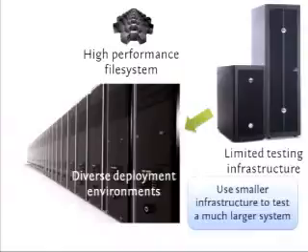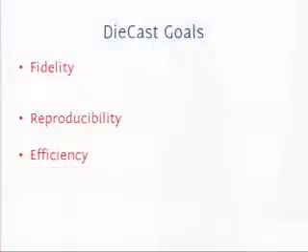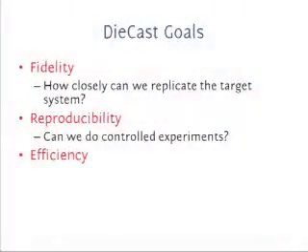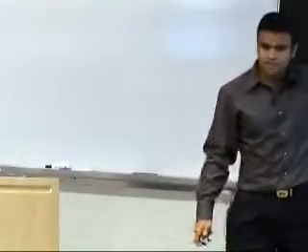All right. So next I'm going to talk about DieCast, and just to refresh, the motivation here is to use a small infrastructure to test a much larger system. And we want to do this kind of replication and testing with some goals in mind. The first thing we want is fidelity, right? We want to make sure that we can replicate the original system to as great a fidelity as we can. We also want reproducibility in the sense that we want to be able to do controlled experiments, for performance isolation, for performance debugging, and so on. And finally, we want to be efficient in the sense that we want to use as few resources as possible to do this replication and testing.